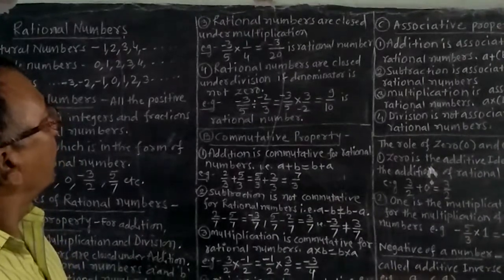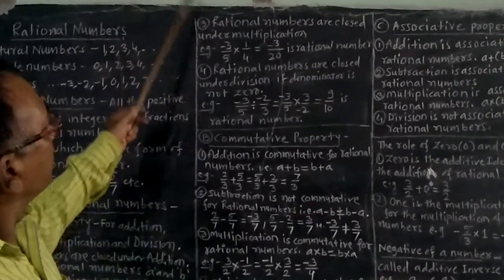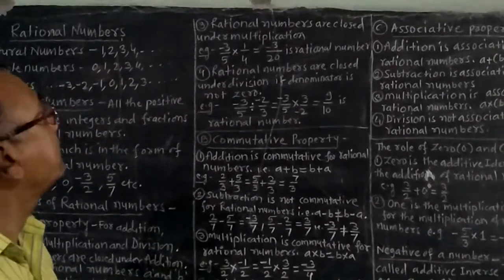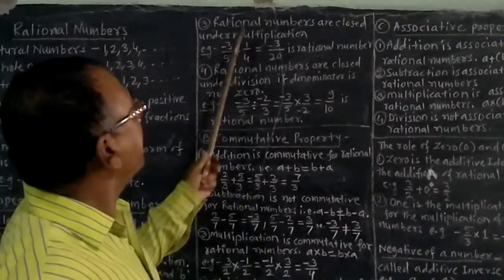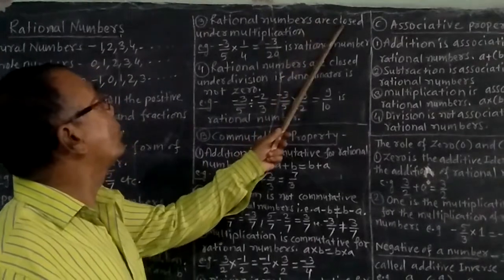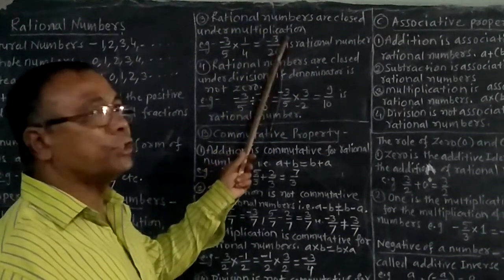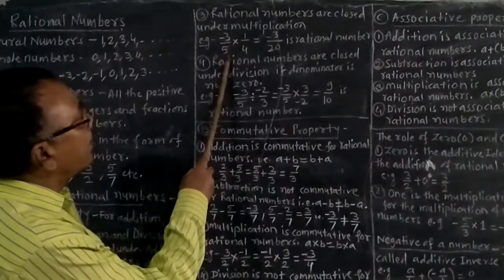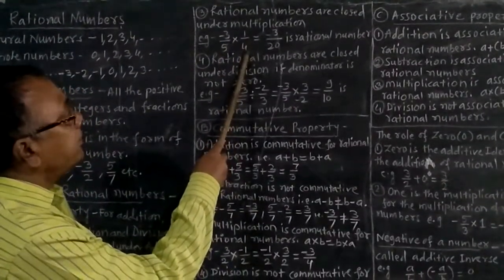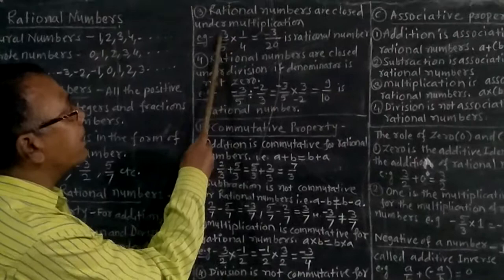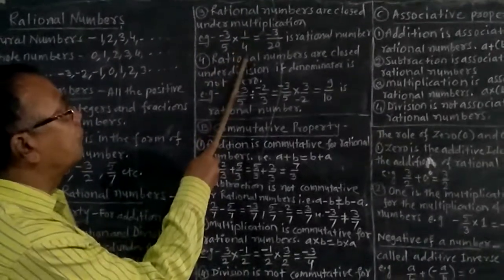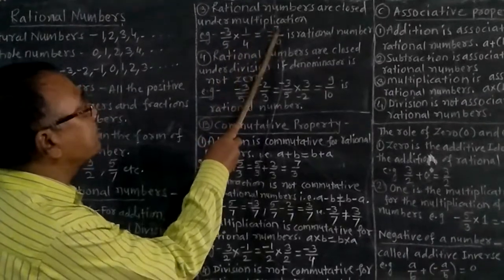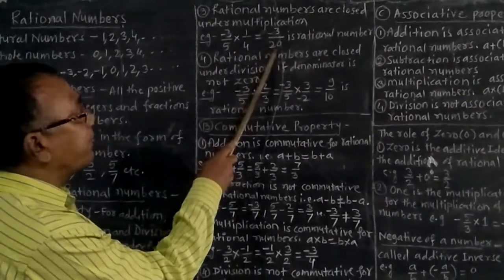Now we will see the third property, that is the closure property for multiplication. We can say that rational numbers are closed under multiplication. If a is minus 3 upon 5 and b is 1 upon 4, then a into b, that is minus 3 upon 5 into 1 upon 4, that is minus 3 into 1, it will be minus 3, ones are minus 3 and 5 fours are 20.